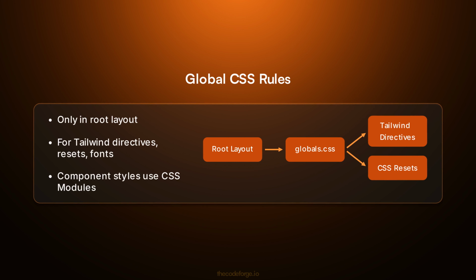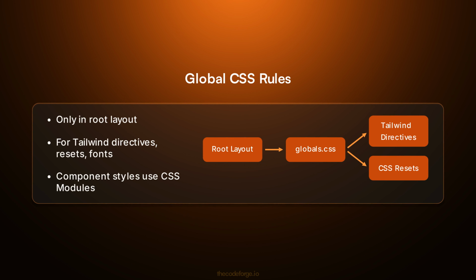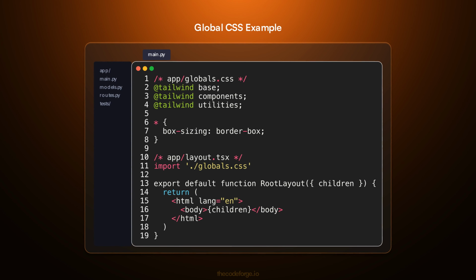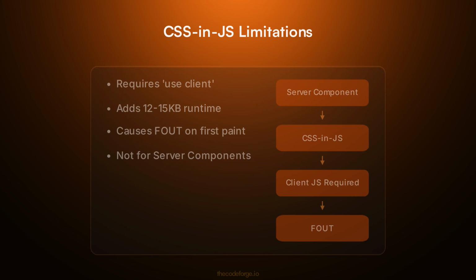Global CSS files can only be imported in root layouts. Use them for Tailwind directives, CSS resets, font faces, and custom properties. All component-level styles should use CSS modules. Here's the correct way to use global CSS. Import it only in the root layout. This file contains Tailwind directives and site-wide resets.